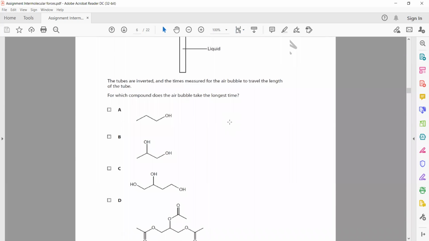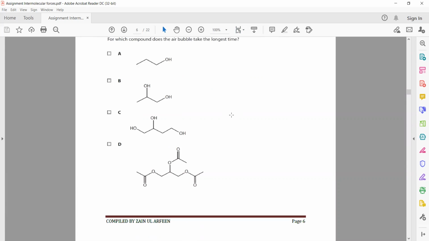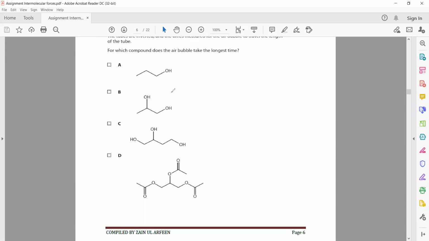If there are greater intermolecular forces, the air bubble finds it difficult to move through. So when we check the type of forces, this will have hydrogen bond. Other forces will be there, but I'm writing the major one. Why? Because hydrogen is bonded with a highly electronegative atom such as oxygen. And this carbon and oxygen will have dipole forces. So three of them have hydrogen bond, and hydrogen bond is stronger.